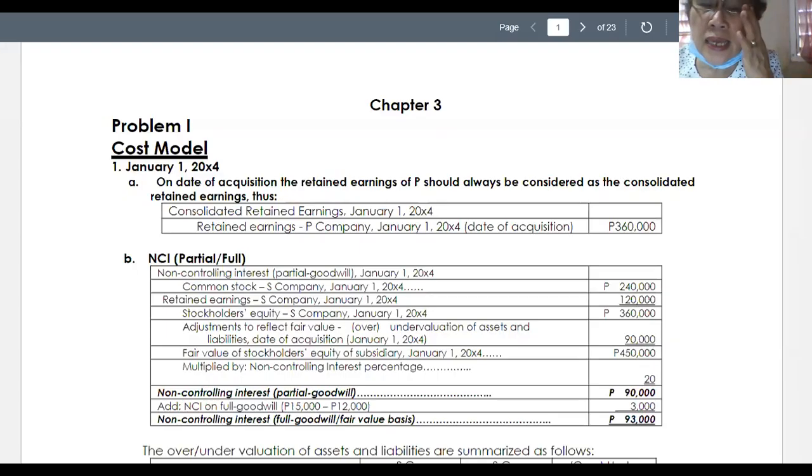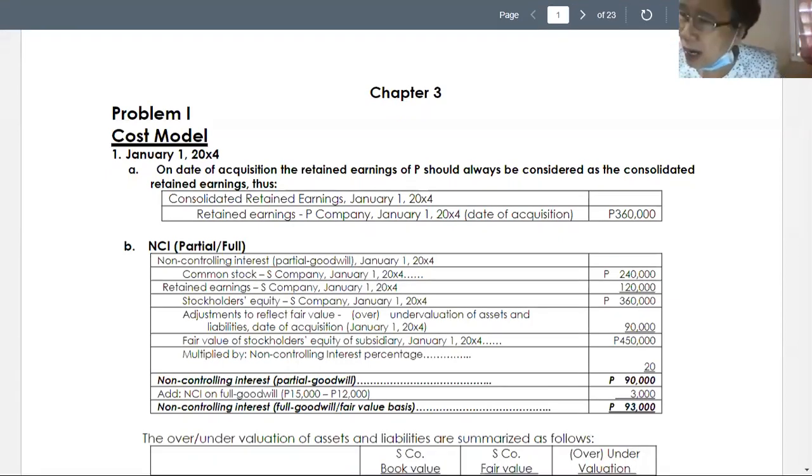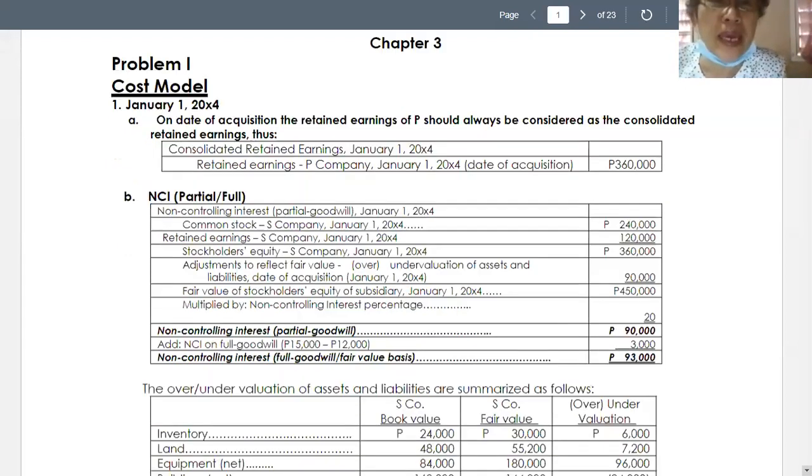Have another requirement, A, the consolidated retained earnings. So yesterday we had the consolidated retained earnings equal to 360,000. Then the second requirement is to compute for the non-controlling interest. The non-controlling interest depends as to whether it's recorded as a partial or a full computation of the NCI's goodwill.